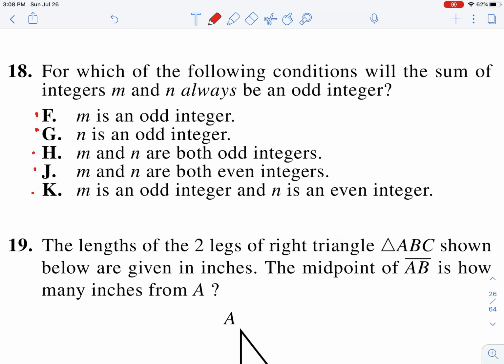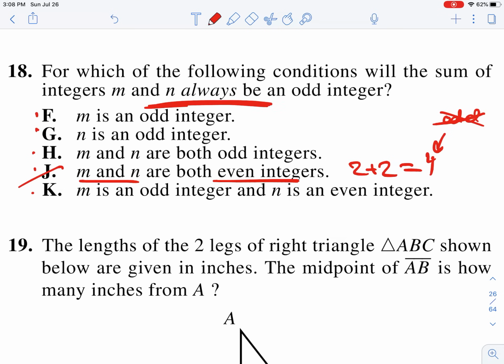M is odd, but n is even. What I would do here is try to cancel things out. Now, if m and n are both even, let's just think of an example. 2 plus 2 equals 4. Definitely not odd. That's even. So in this case, we found a scenario where it does not work, because this is asking for a case where it's always going to work. And we already found a case for here where it doesn't work.